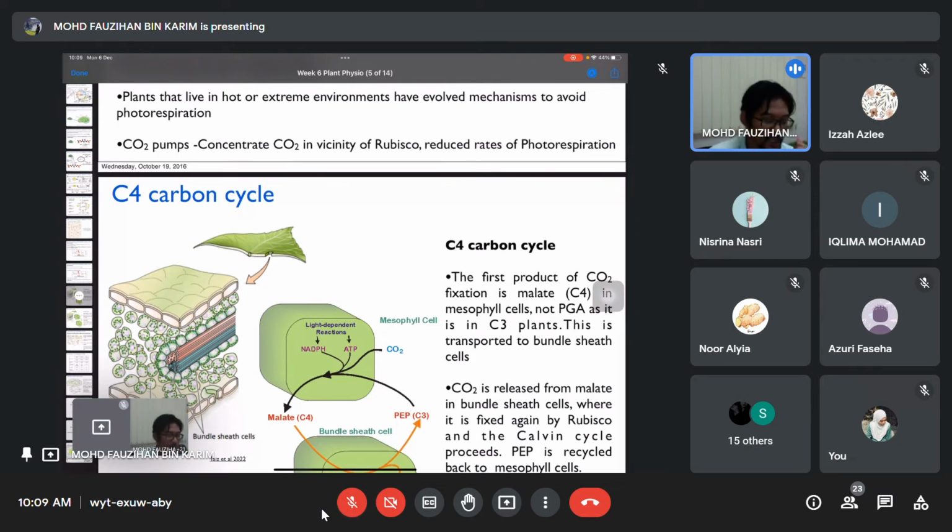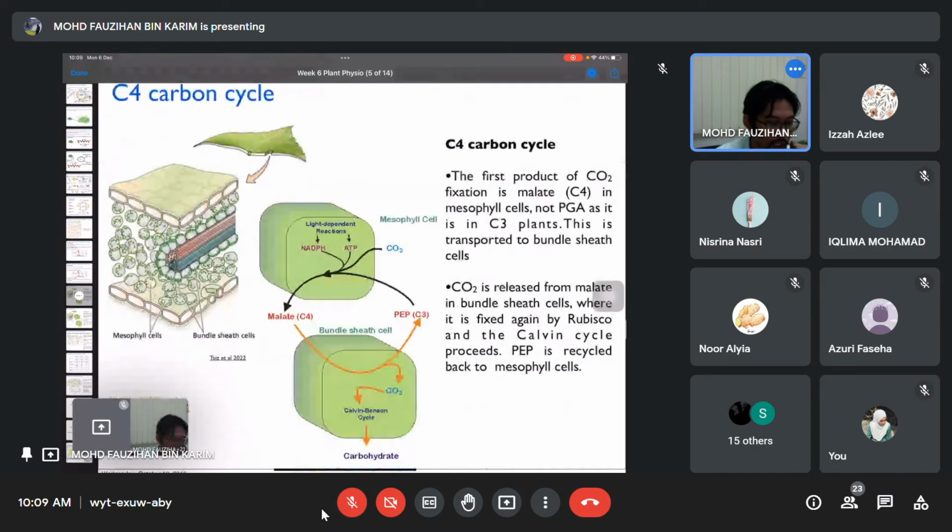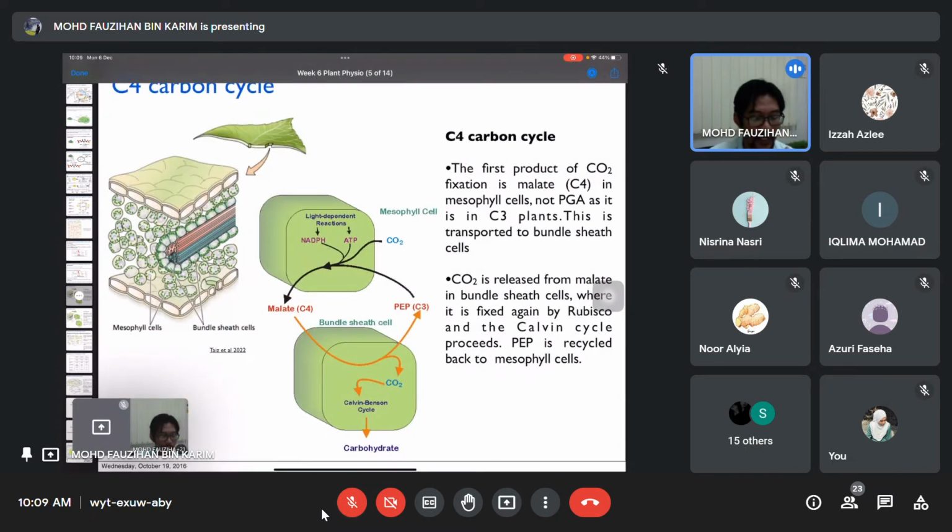For the C4 plants, it has two types of cells, which we call mesophyll cells and bundle sheath cells. We know that the Rubisco enzyme can fix both carbon dioxide and oxygen. For the C4 plants, there is another cycle before the carbon dioxide reaches the Calvin cycle, right?